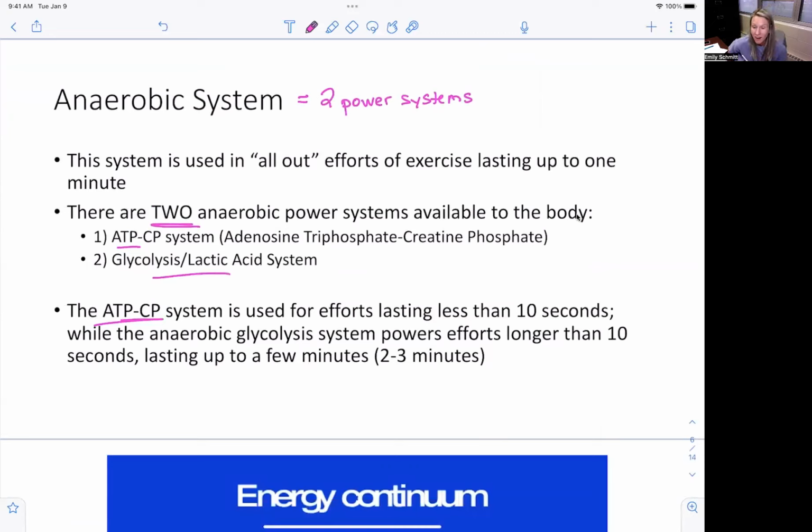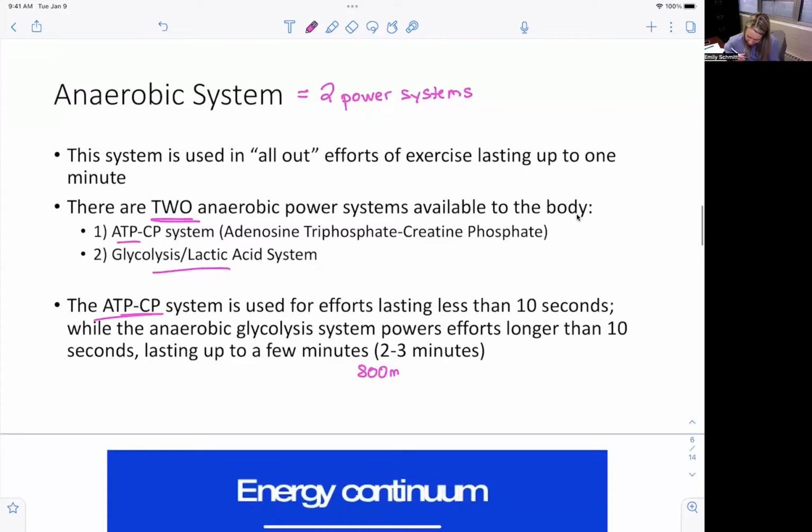While anaerobic glycolysis powers efforts longer than 10 seconds, so lasting up to a few minutes. So this could even be the 800 meters. I was a track runner, so I have to think of things in terms of the track. Can't convert that to like swimming. But anyway, an 800-meter run, typically you can do in 3 minutes or less.